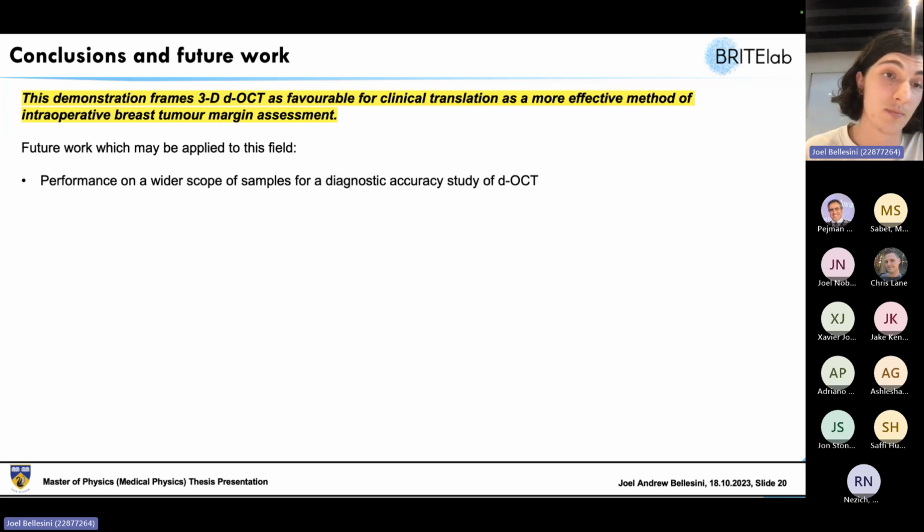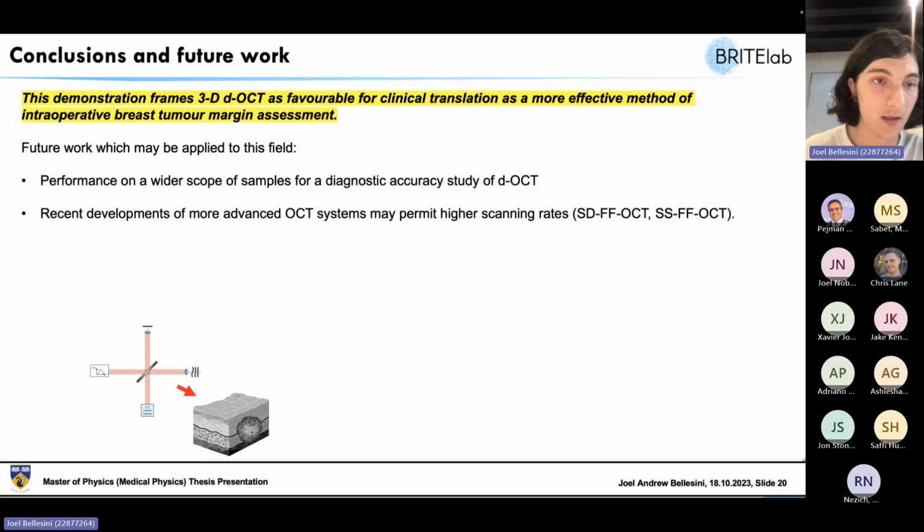However, there is future work which must be applied to this field in order to get there. Namely, performance on a wider scope of samples will be required for a diagnostic accuracy study of dynamic OCT. Ultimately, we were limited to a relatively small data set, so taking more samples for a more rigorous diagnostic accuracy study would be required.